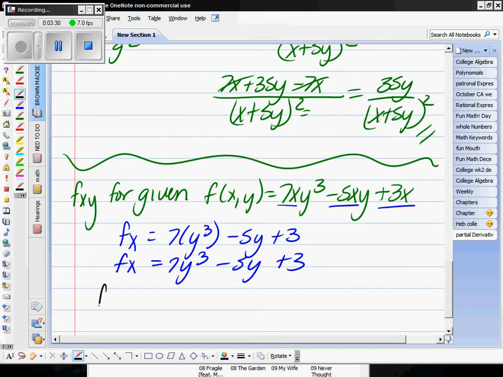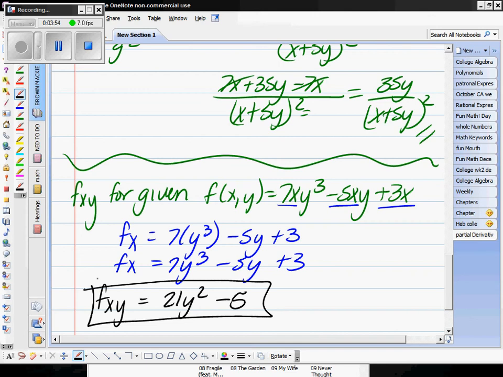So now the next step is I'm taking the derivative with respect to y. The derivative of 7y cubed should give me 21y squared. The derivative of negative 5y should just give me a minus 5. And the derivative of a constant is plus 0, but we don't walk around saying plus 0, so we just eliminate that. And that will be your final answer.